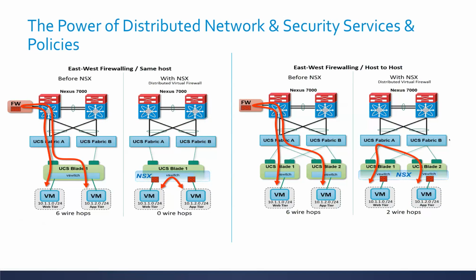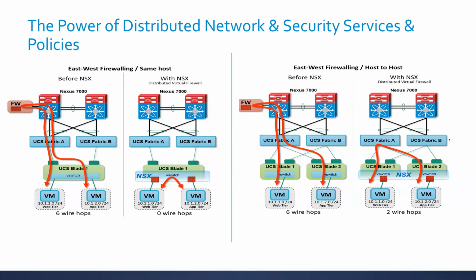Now let's go to the right. This is two different hosts, different subnets. We see the same trombone effect. The VM traffic goes to the UCS blade, Fabric Interconnect A, Nexus A, if you will. I'm sure they're definitely running a VPC. Then it goes to the firewall and comes back down.